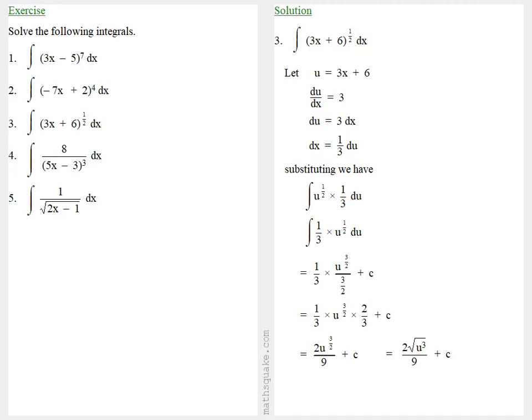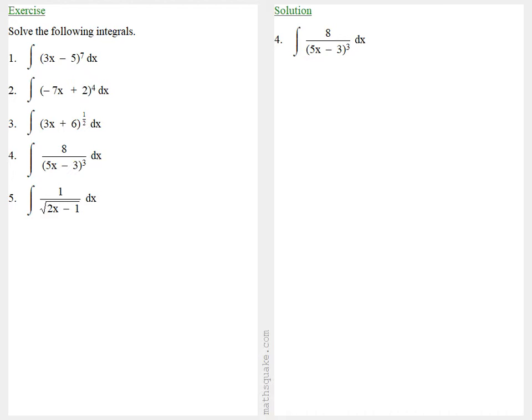Now this can be written as 2 times the square root of u cubed all over 9 plus c. So when we substitute it back, we get the integral is equal to 2 times the square root of (3x + 6) all cubed, all over 9 plus c. Or we could write that as 2 times the square root of (3x + 6) all cubed, all divided by 9 plus c.